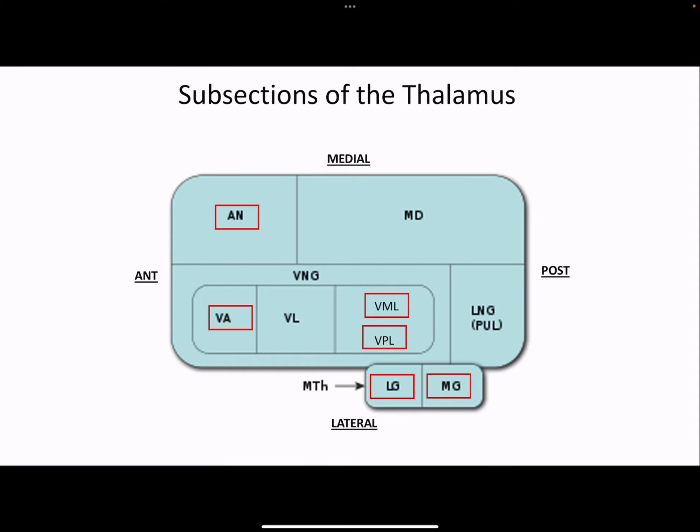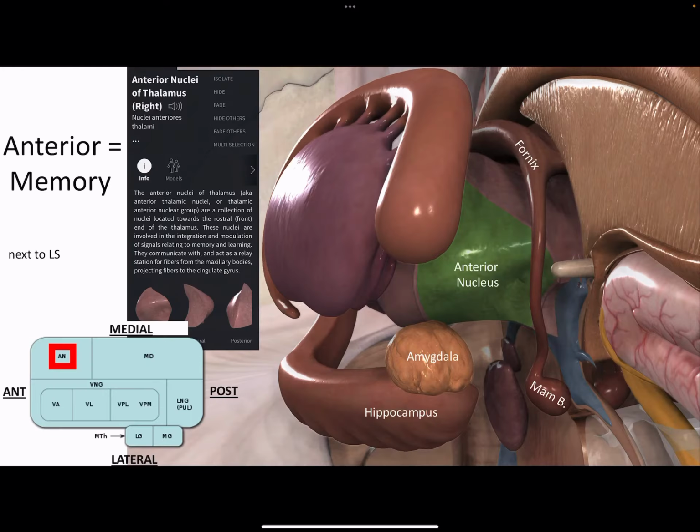So we'll be looking at the anterior part, the ventral anterior part, the ventral posterior parts, the medial and lateral perspective, and then the geniculate nuclei. So the anterior, I just remember that this is next to, if you know your geography of the brain, the fornix, the hippocampus, mammillary body, and amygdala. So it should be no surprise that this plays a role in memory.